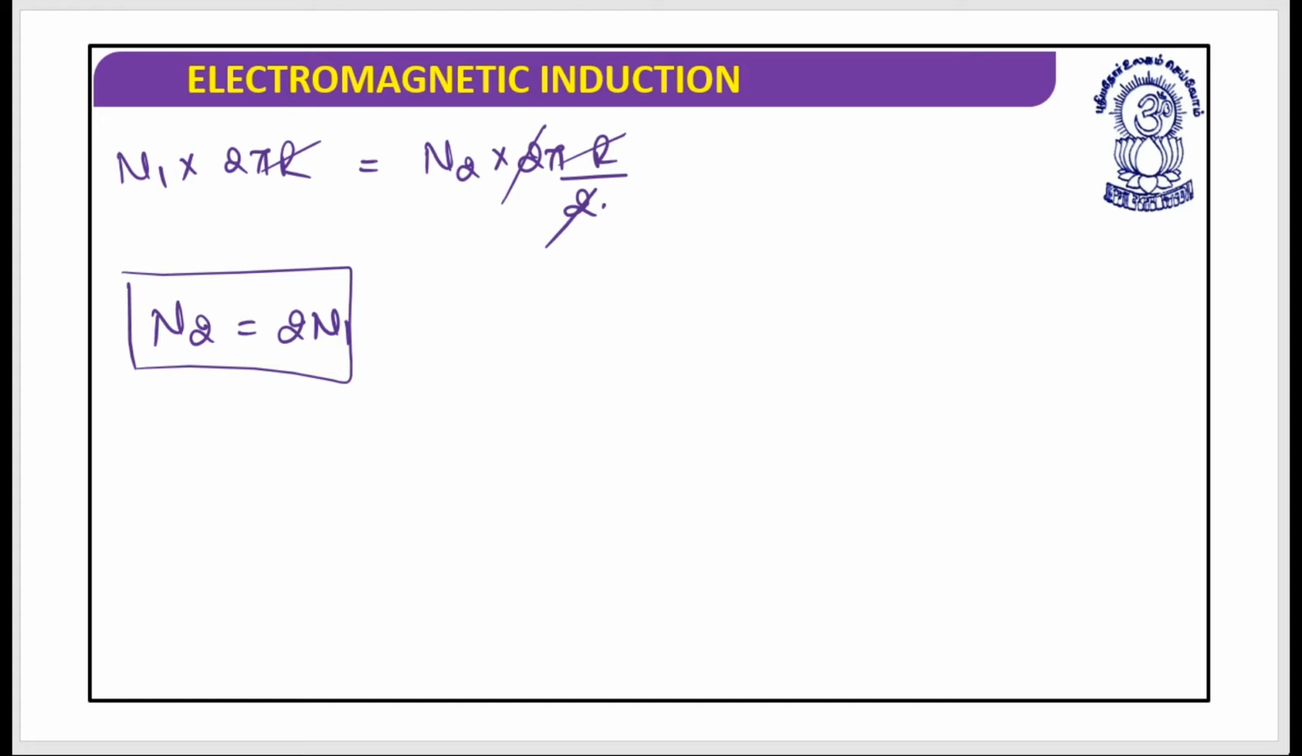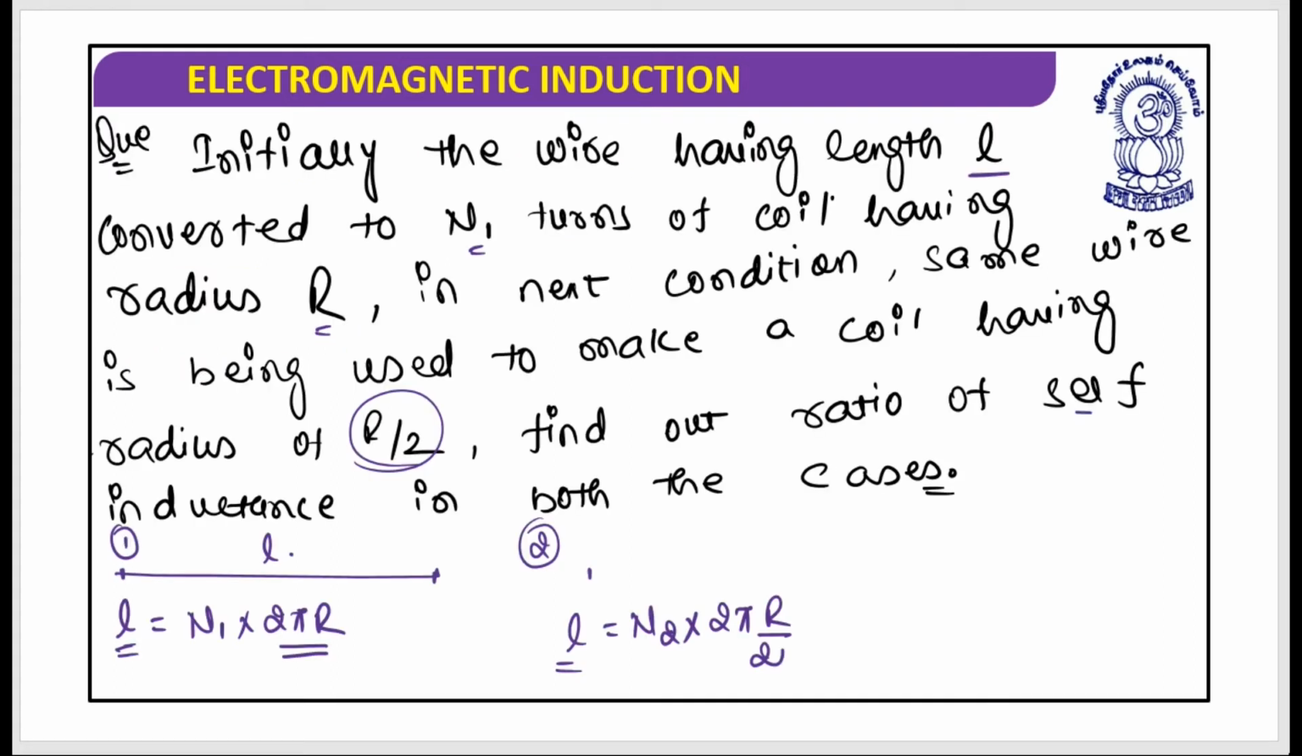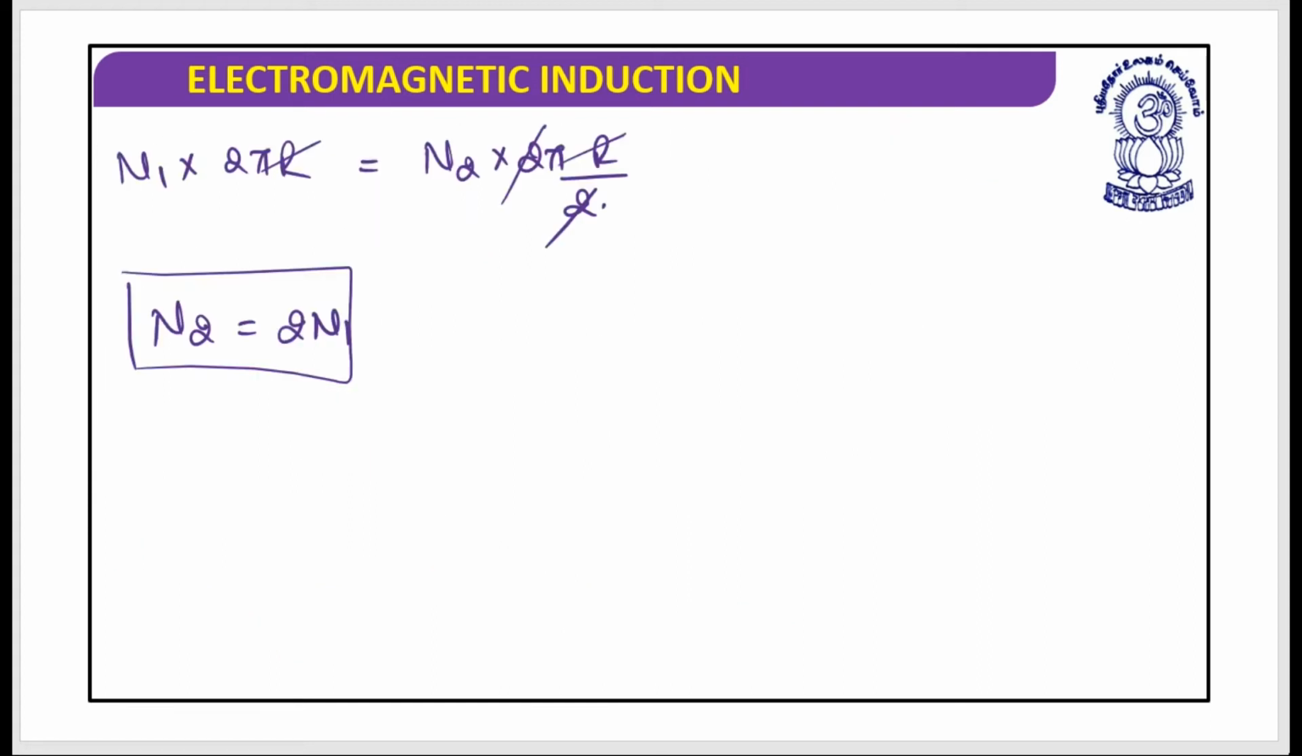Is it clear? So what would be the situation? You have a number of turns, N1 and N2, and you need to find out the ratio of the self inductances. How will you do this? The self inductance, I know the master formula, is mu naught into n square into A divided by l. Yes, this is the self inductance formula.